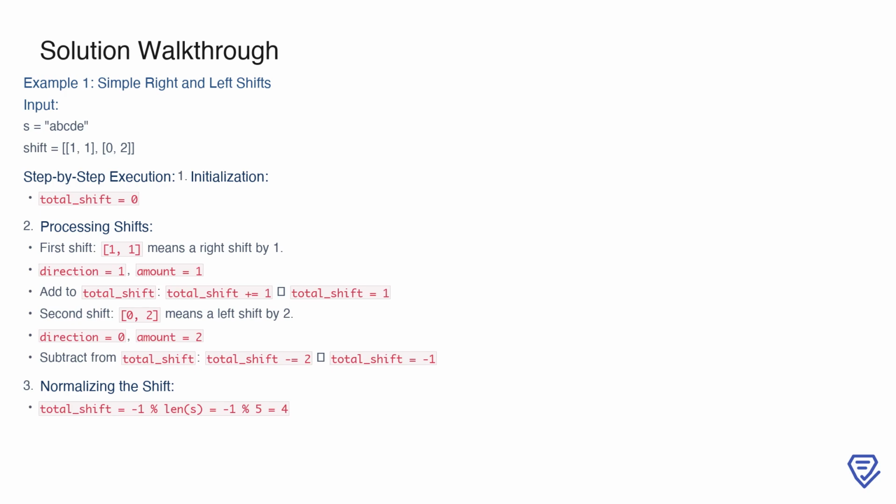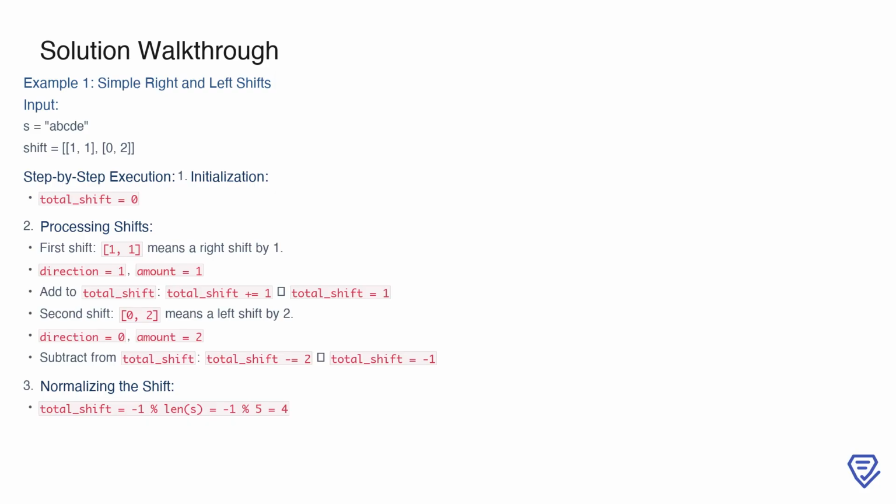For the second shift, [0, 2], the direction is 0, meaning a left shift by 2. Here, we subtract the amount from total_shift, bringing it to -1. After processing all shifts, we normalize total_shift by taking it modulo the length of the string. This ensures the shift value stays within the bounds of the string length.